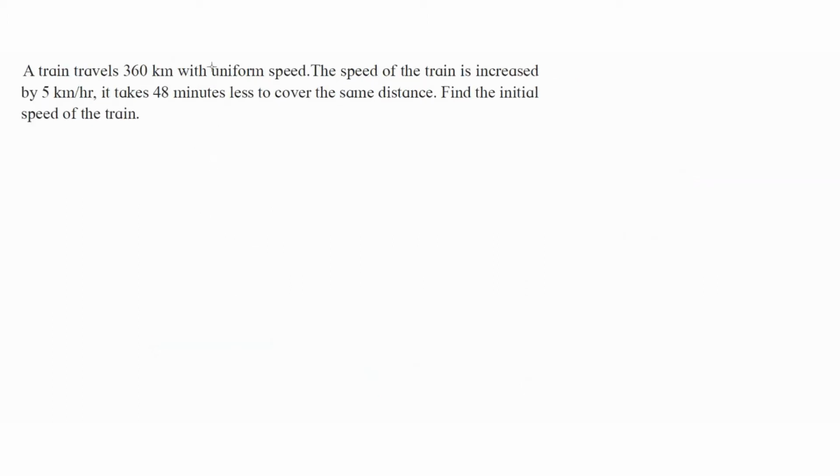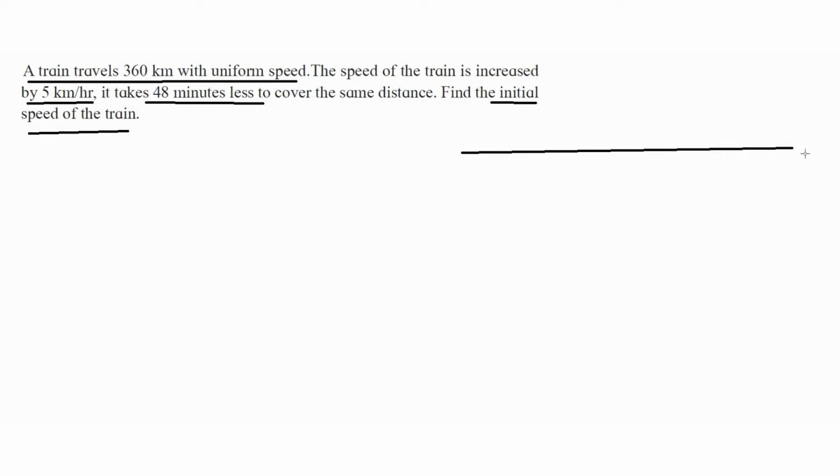A train travels 360 kilometers with uniform speed. So the total distance traveled is 360 kilometers. The speed of the train is increased by 5 kilometers per hour. Then it takes 48 minutes less to cover the same distance. Find the initial speed of the train. So it's given that the total distance is 360 kilometers.